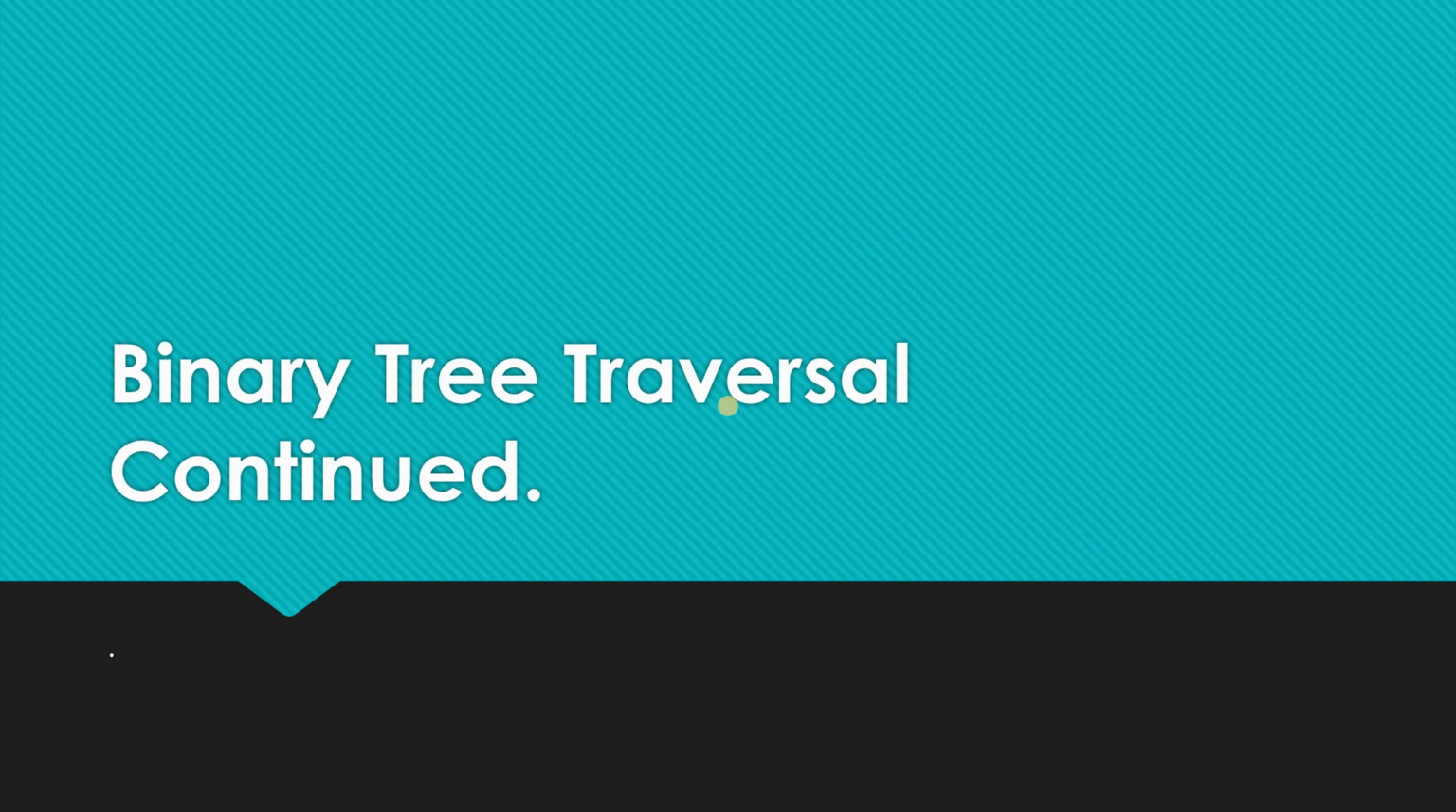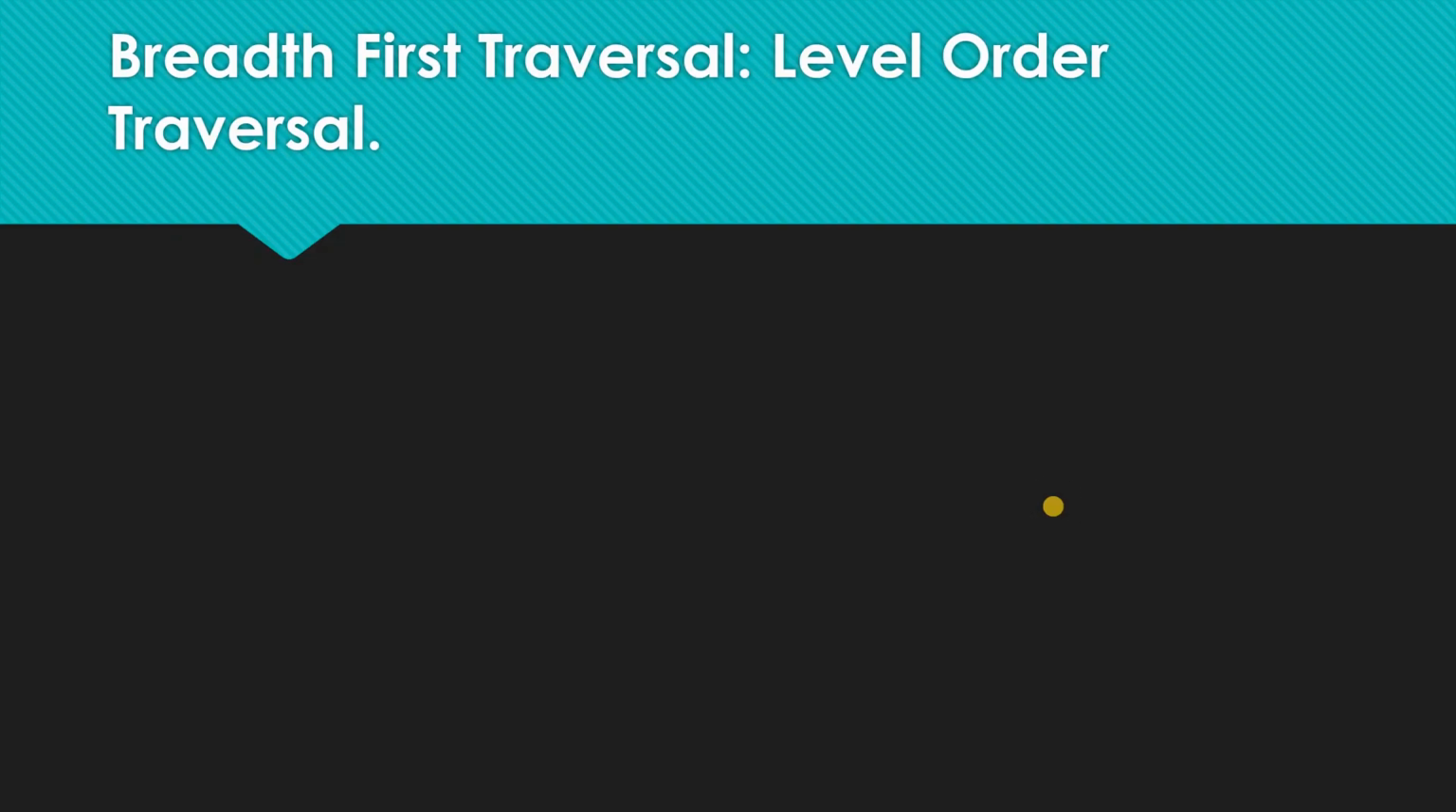So in the binary tree module, we left our video last time at binary tree traversal. We discussed in the last video the pre-order traversal, in-order traversal, and post-order traversal code. Today we are going to discuss the code of the level order traversal. So let's recap the level order traversal once again. What is level order traversal?